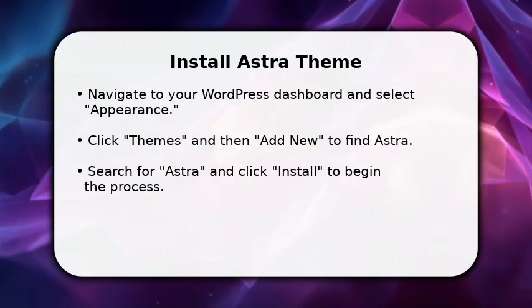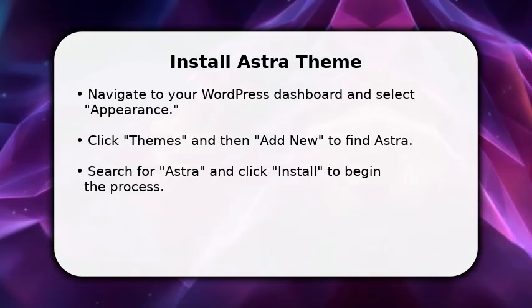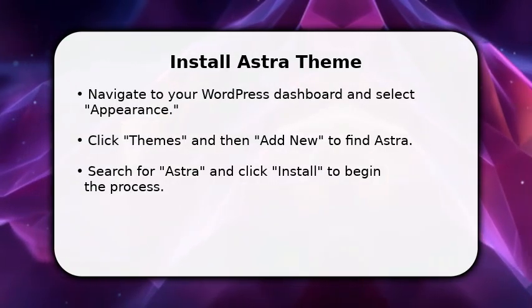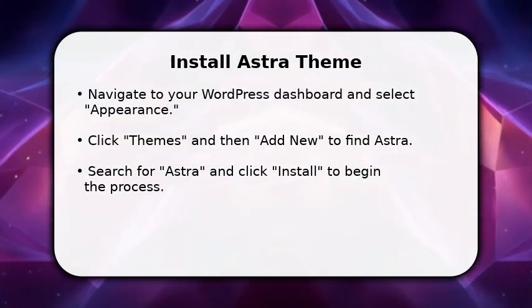Next, you will see an Add New button at the top. Click it, then search for Astra in the search bar. Once you find it, click Install and then Activate to make it your active theme. This process takes only a few moments.